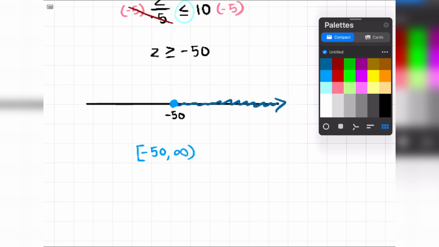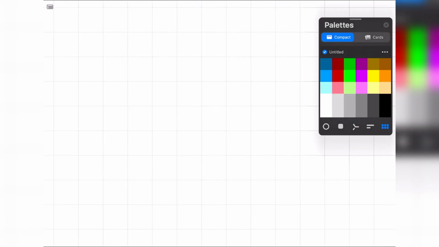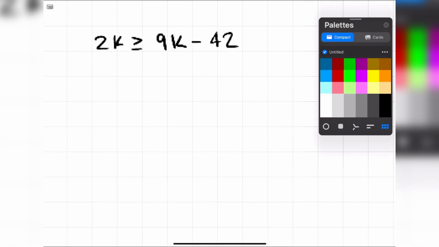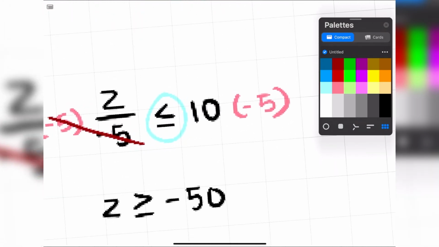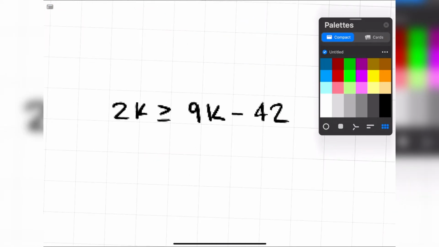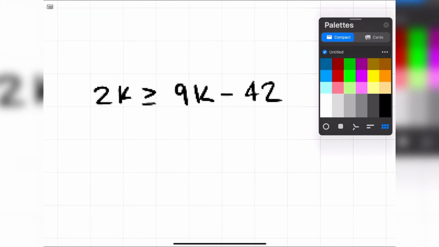Next one. I'm going to look for a good question. Okay, next question. We have 2k is greater than or equal to 9k minus 42, right? So what do we do here? Here, it's not like the other questions where we have to isolate the z. Here, we have to bring them together first. That is our first step.